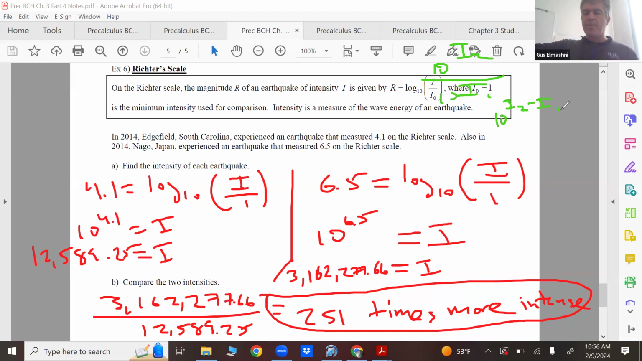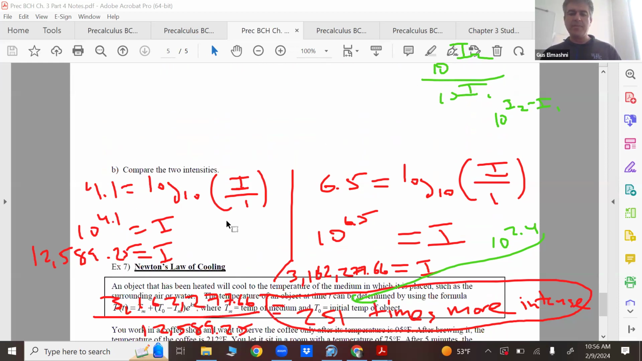So if you take the difference in the Richter scales and do 10 to that power, that's what that would tell you, right? So if I do 10 to the 2.4 power, I will get that. Yeah, 10 raised to 2.4 power, yep, I would get that. So that's a quick and easy way to do it.